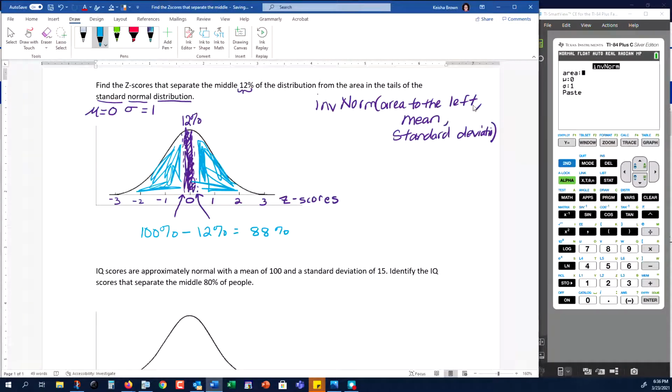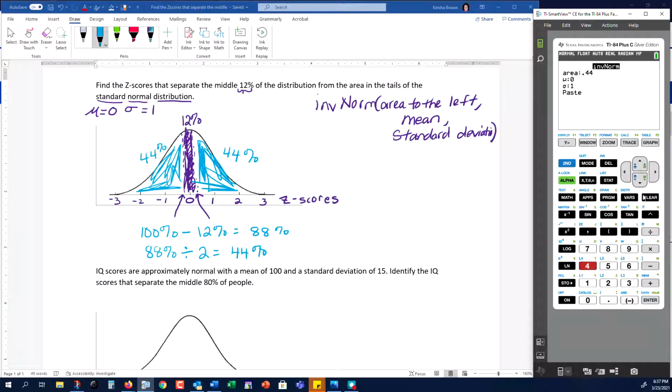We just need the area on the left. Therefore, since this distribution is approximately normal, it's symmetric, what we can do is take this 88% and divide this value by 2. We split it. So 44% of our data is on the left and 44% of our data is on the right. Now, when we go into our inverse norm function, our area, and we always change our percentages to decimals, 0.44, mean 0, standard deviation 1, and we know that because it's a standard normal distribution.